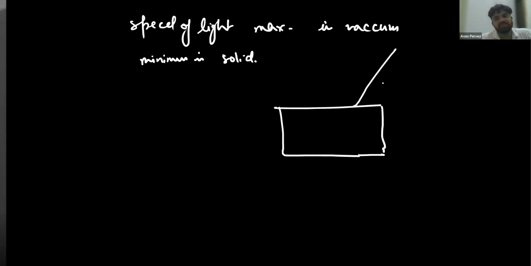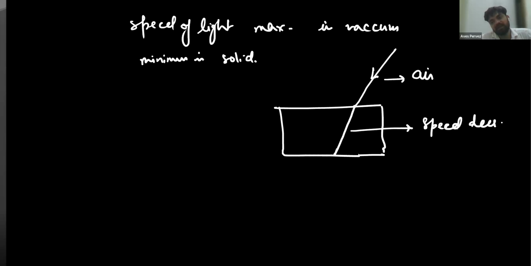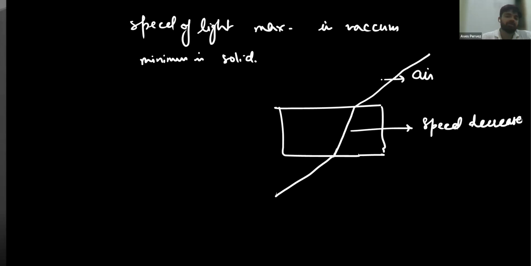Suppose a light is passing from one medium to another. For example, the light is moving in air, but when it enters the glass, its speed decreases. And as a result of the decrease in speed, the light gets bent. So why is it bending? Just because the speed of the light is decreasing.